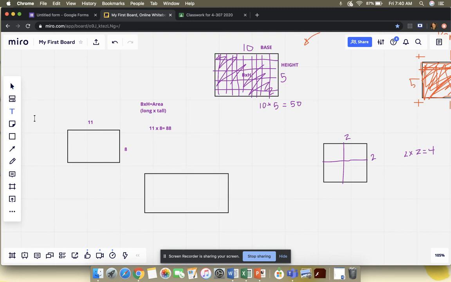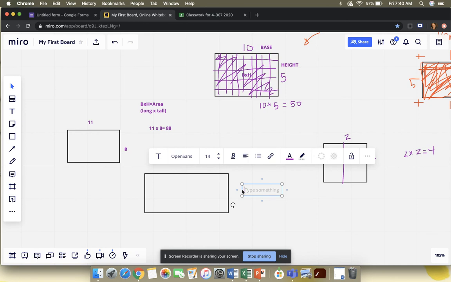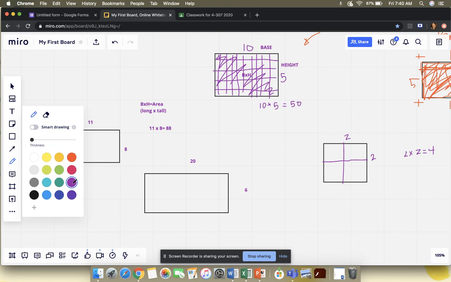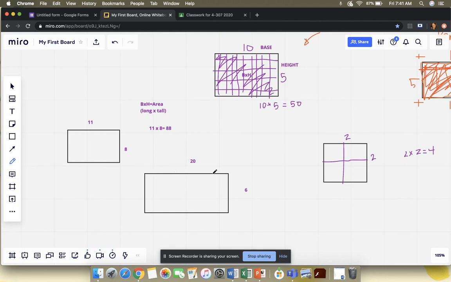All right, let's do another one. Let's try something harder. This is 20. Let's see, this is 6. Now, 20 times 6 is a little harder, so I am going to actually line it up. I have to do my base times my height. So 20 times 6. 6 times 0 is 0. 6 times 2 is 12. I'm sorry, guys. I'm having a really hard time. So our area is 120.